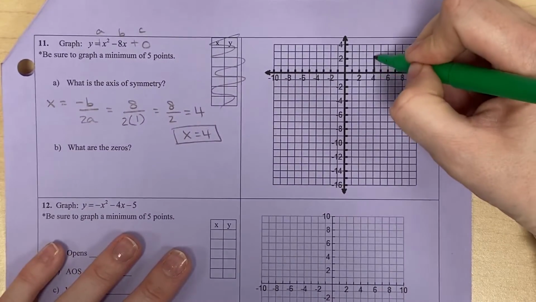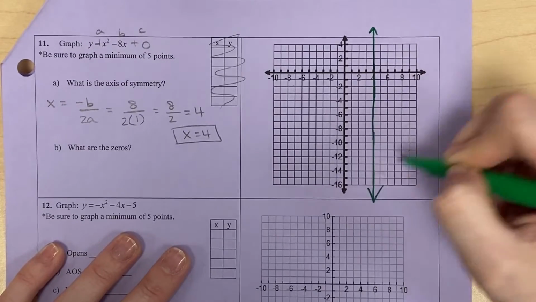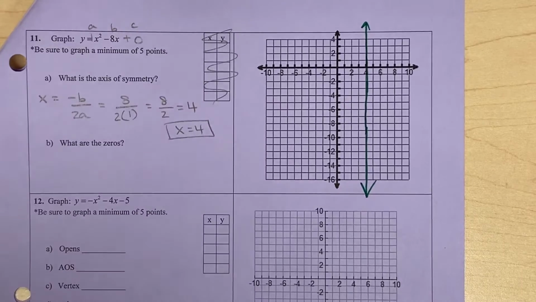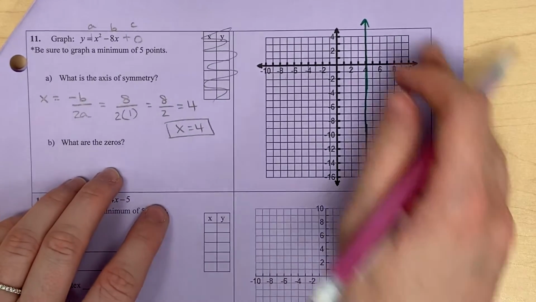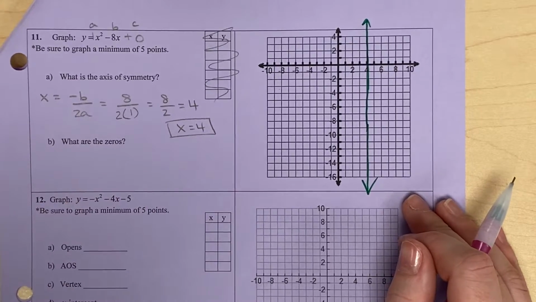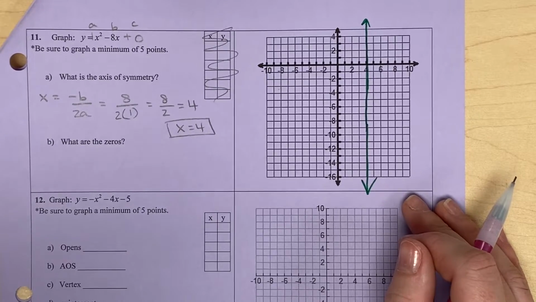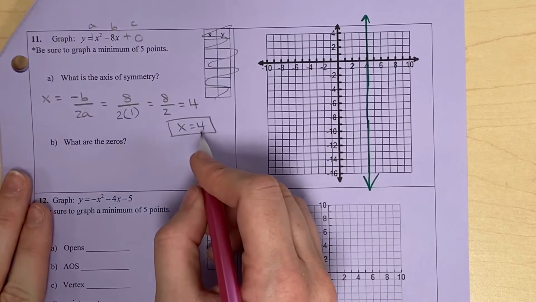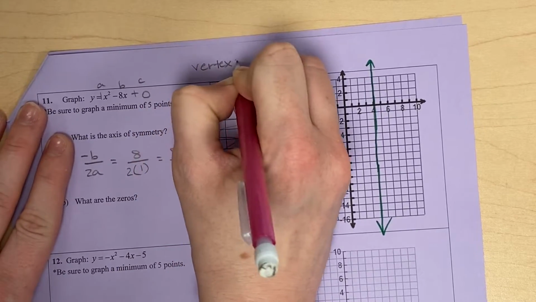So my axis of symmetry is 4. So if we want to go ahead and graph our line there, we can see that the axis of symmetry will be here at x equals 4. Okay? Then it says, what are the zeros? Well, in order to get the zeros, I need to have my graph here. So after I find the axis of symmetry, my next step is to find my vertex, because my vertex is very important in getting the graph going.